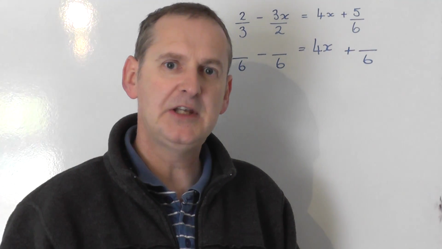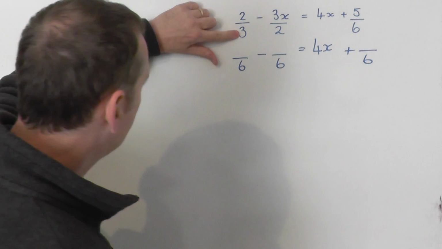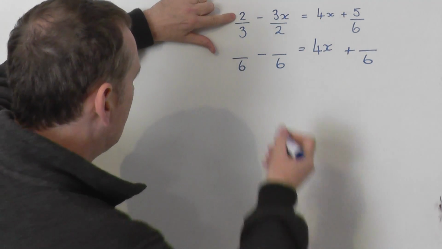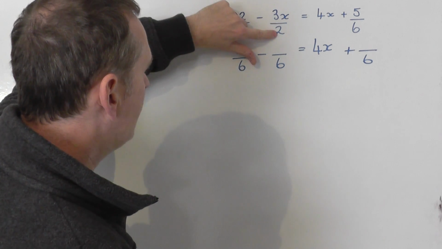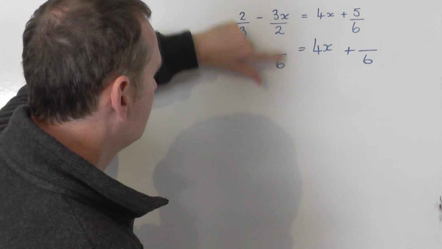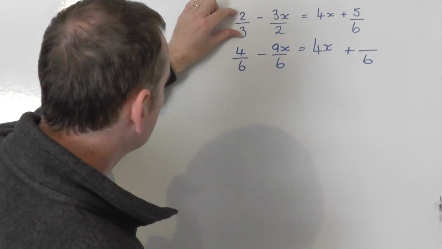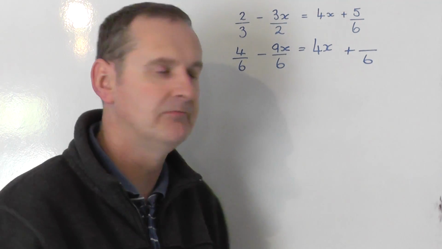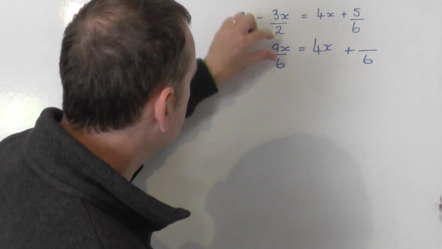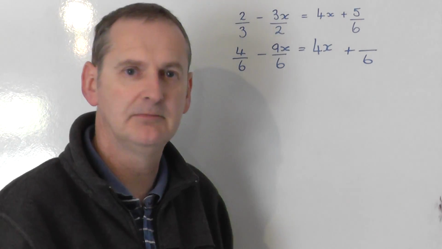So let's go through each of the fractions in turn, changing the bottom line to 6. I need to double that 3 to get a 6, so I double the 2, you get 4. I need to treble that 2 to get 6, so I treble the 3x to get 9x. So 2/3 is the same as 4/6. It looks different, but it's the same fraction. 3x over 2 is the same as 9x over 6. It looks different, but it is the same fraction.